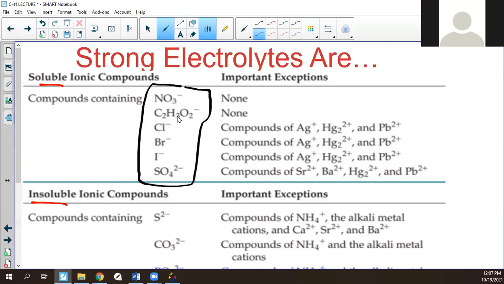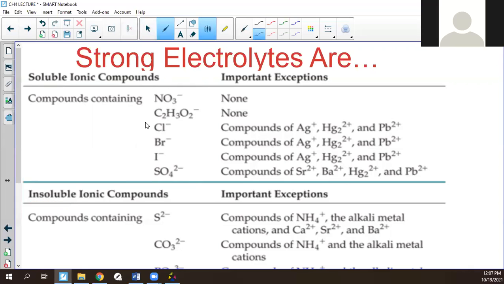Okay, so nitrate and acetate never reform with anything in solution. What that means is that nitrate and acetate are really attracted to water, not the other thing they're with, ever. It'll dump them quick and be pulled apart by the water.